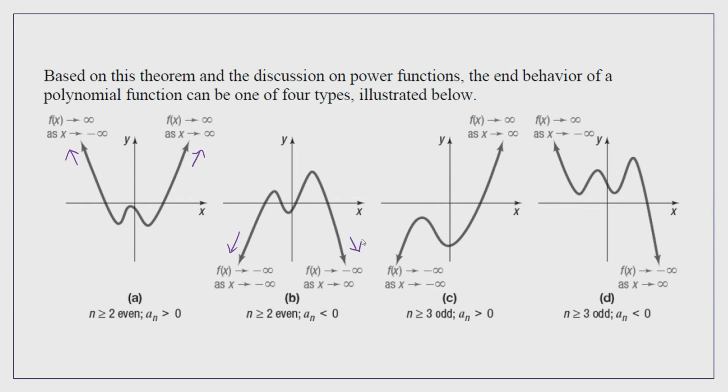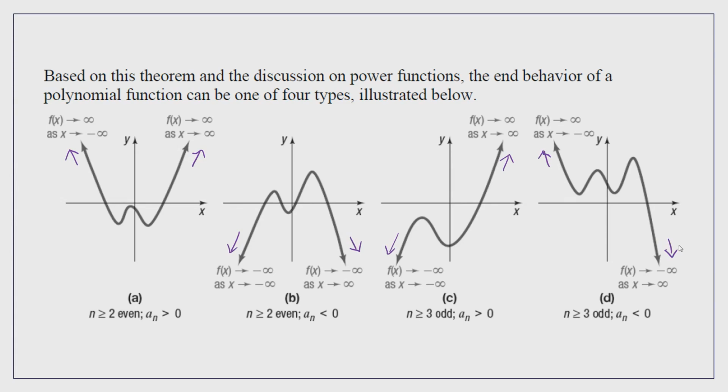Now, if you have an odd power and your leading coefficient is positive, then you're going to have opposite signs, starting at negative infinity and going to positive infinity. And if you have an odd power with a leading coefficient that is negative, you will be going to positive infinity and then negative infinity.